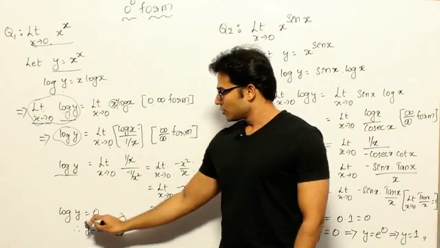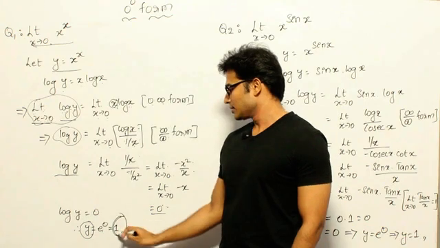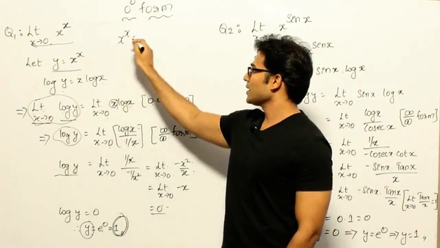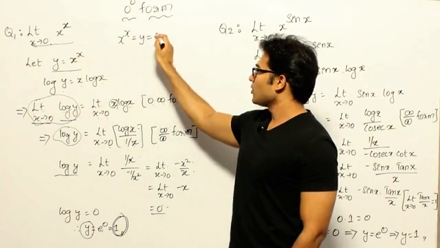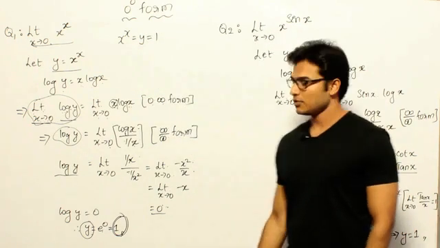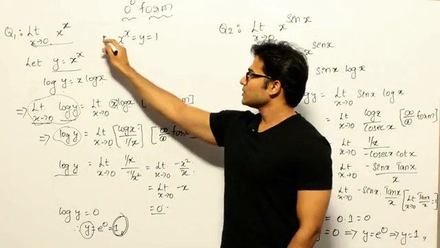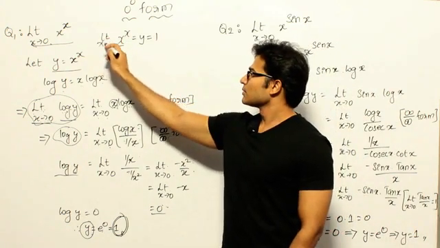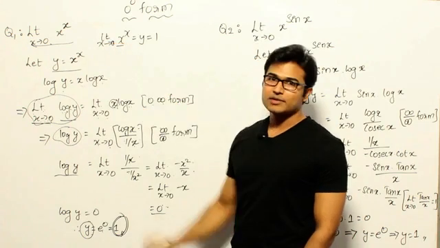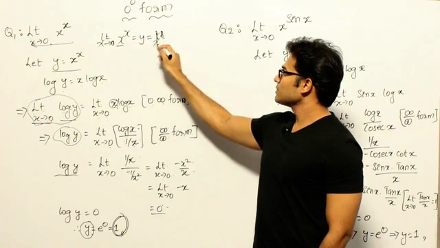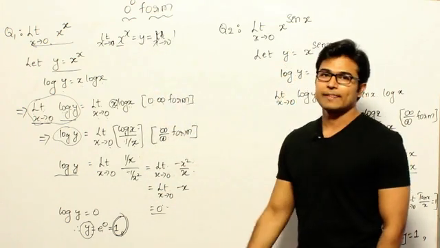Now we came to know that y is this. See, initially what did we do? We assumed that x power x is y, and now we found out that y is equal to 1. That is what we found out finally, right? Therefore, when I apply limit x tends to 0, x power x, it is nothing but limit x tends to 0, 1, isn't it?